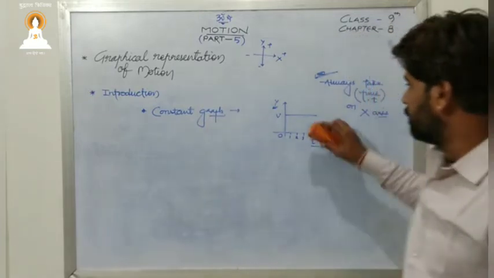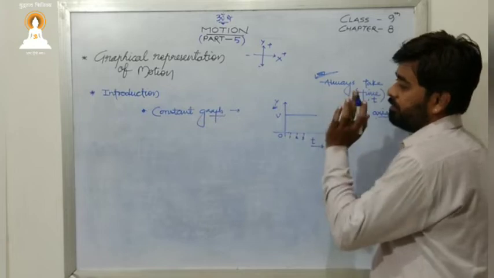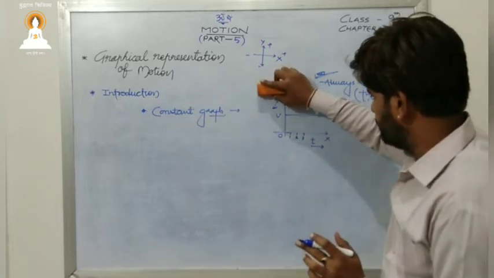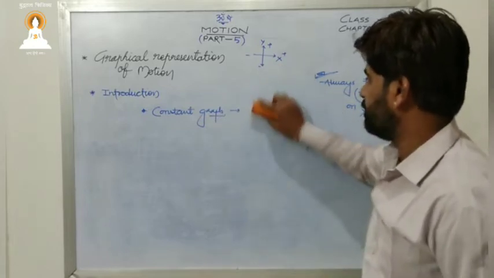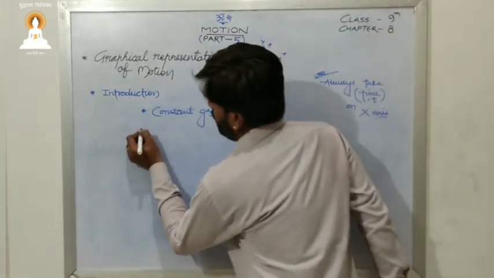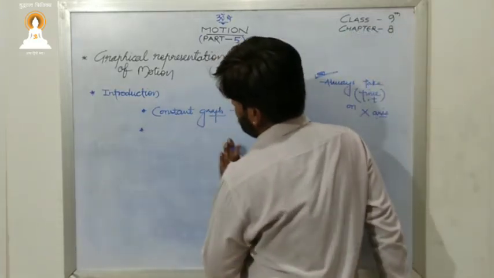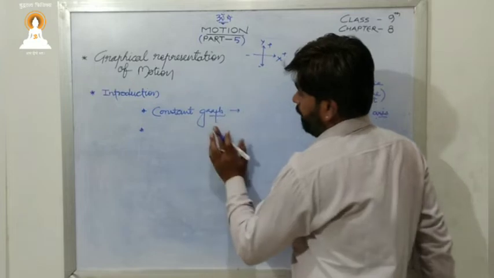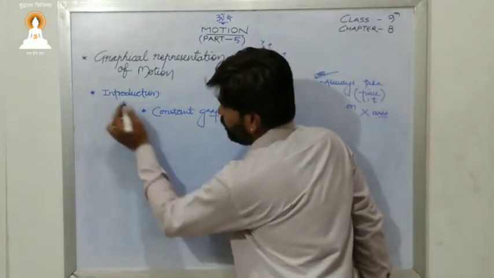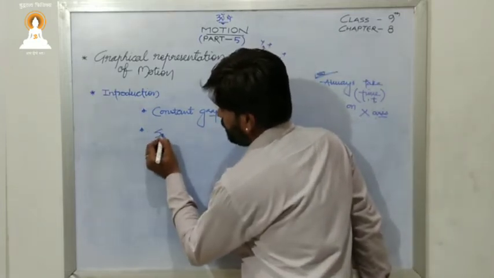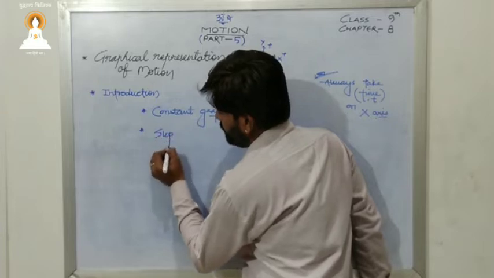These are known as constant graph. Okay, then constant graph completed. Next one is that is slope. One more important quantity or terminology, that is slope.